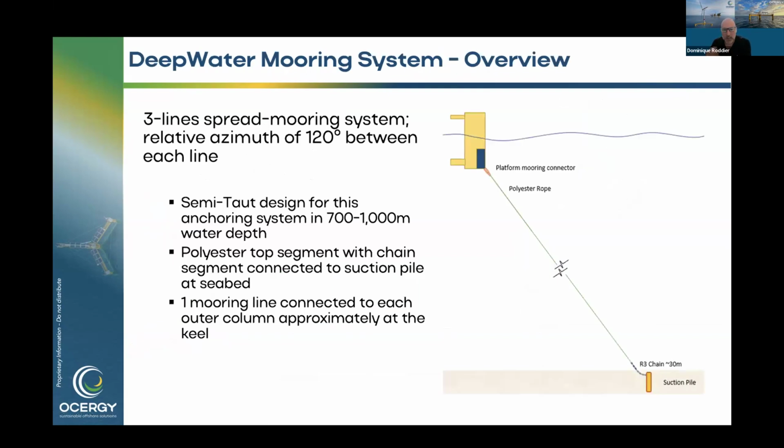To answer your question, when you're going into deep water, it's a lot simpler. You just have either a suction pile or a driven pile, some chain, and then just polyester. The reason it's simpler is because of the elasticity of the polyester. If you have to move 10 meters and you have 100 meters of line, you're trying to get to 10% of your displacement. If you have 700 meters of line, then you're down to 2% of your displacement. So it's a lot simpler to do deep water.